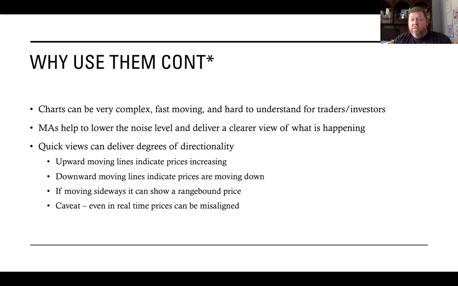Now, the other beauty for me of moving averages, and this is one of the first things I learned going back now over 20 years as an investor, I loved how easy a moving average was to overlay onto a chart. It helped me just quickly ascertain what's happening in seconds. It's really that simple. So when I say we look at quick views around directionality, here's what I'm looking at. Do we see upward moving lines that are indicating prices should be increasing? Are we looking at downward moving lines that indicate prices are moving downwards?